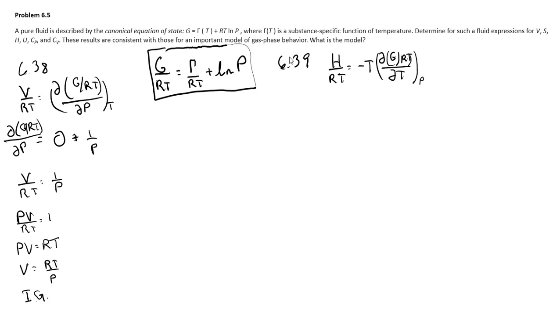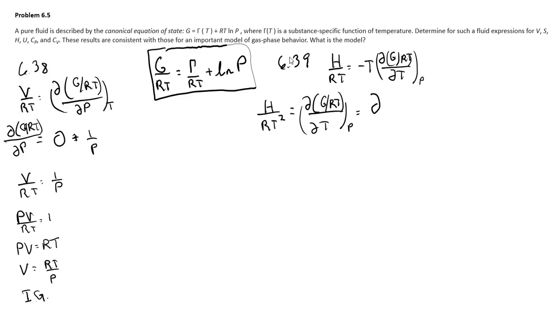So first I'm going to start over here and write H over RT, and I'm going to move this temperature over here. So that's going to be RT squared. All right, that is going to equal the partial of G over RT with respect to temperature. This is at constant pressure.